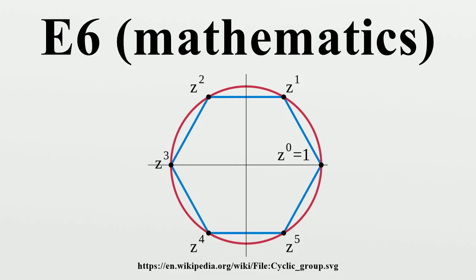The quasi-split form EII, which has maximal compact subgroup SU(6) times SU(2), fundamental group cyclic of order 6 and outer automorphism group of order 2. EIII, which has maximal compact subgroup SO(10) times Spin(2), fundamental group Z and trivial outer automorphism group. EIV, which has maximal compact subgroup F4, trivial fundamental group and outer automorphism group of order 2.